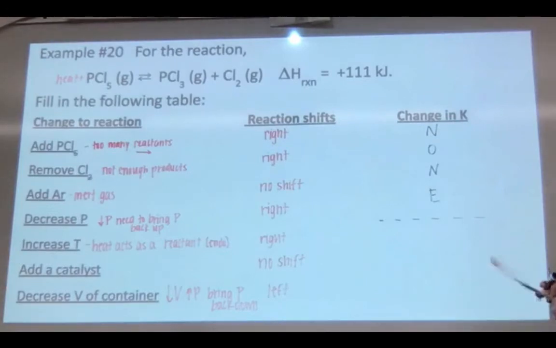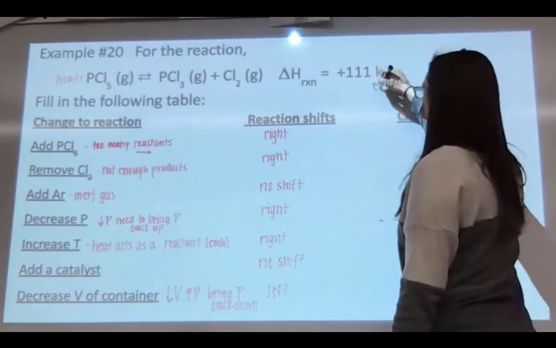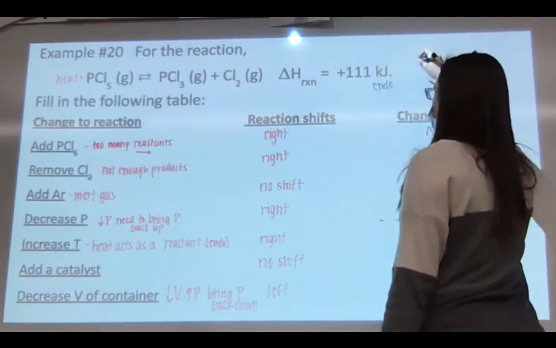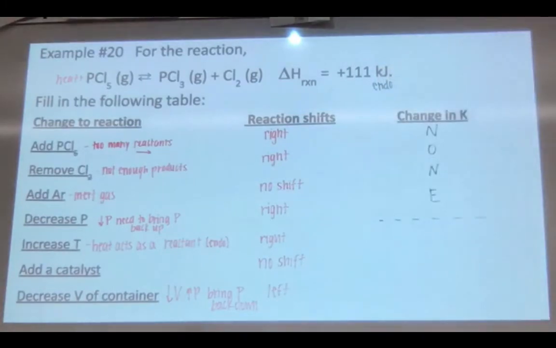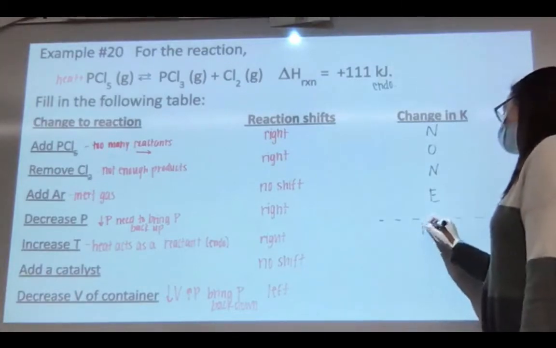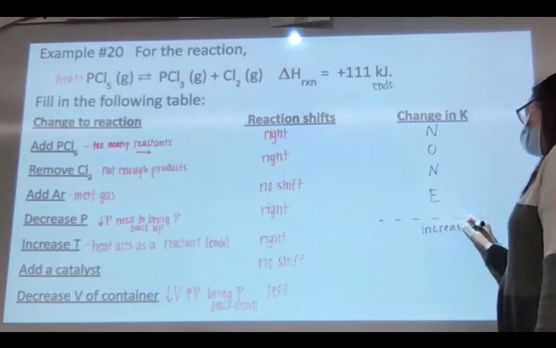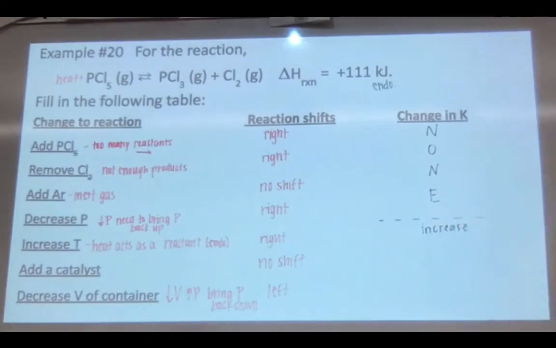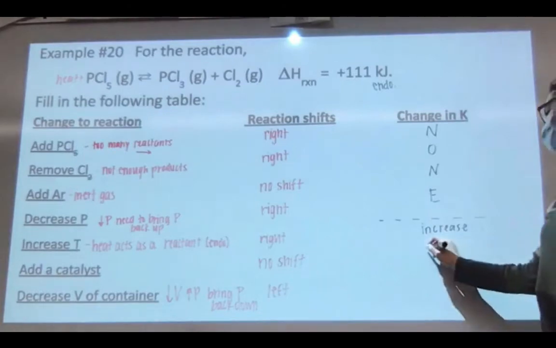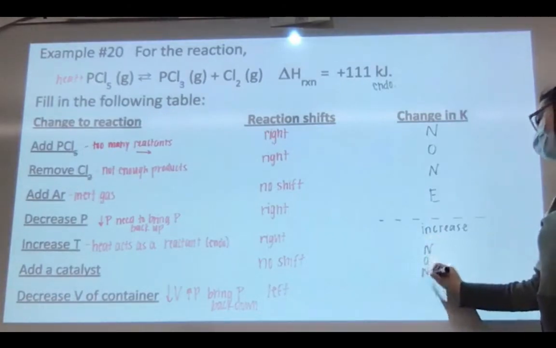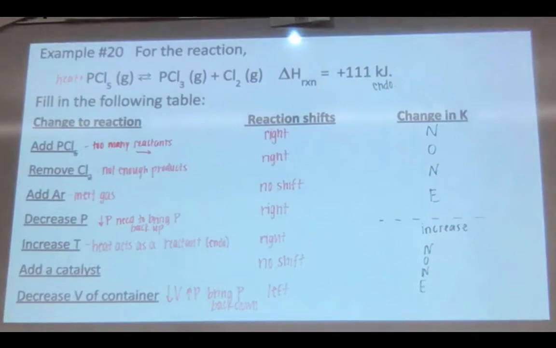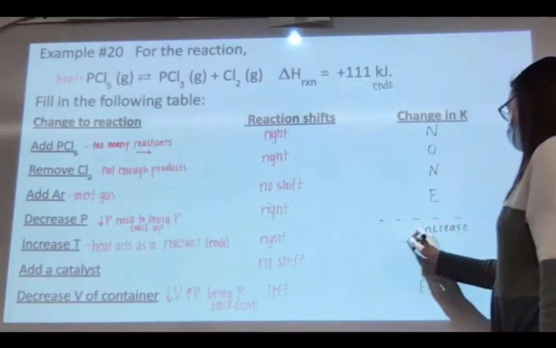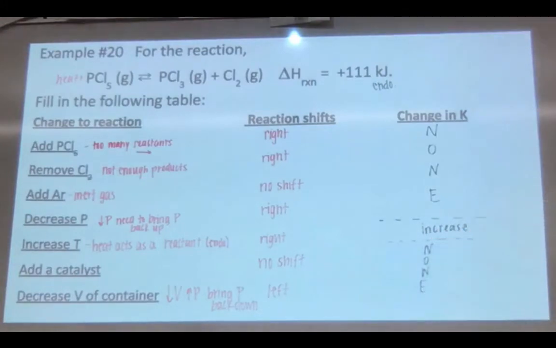Now, when you increase temperature, this is an endothermic reaction. Endothermic has a direct relationship between temperature and K. So you increase temperature, you increase the value of K. And then for catalyst and changing volume, those also don't have any effect. Temperature is the only thing that will affect your value of K. That's it.